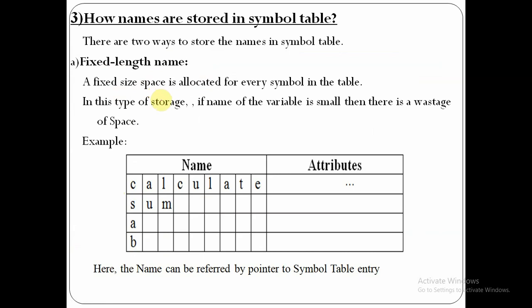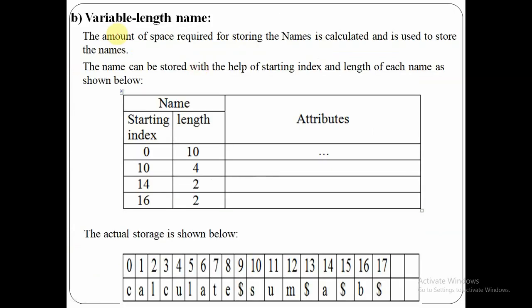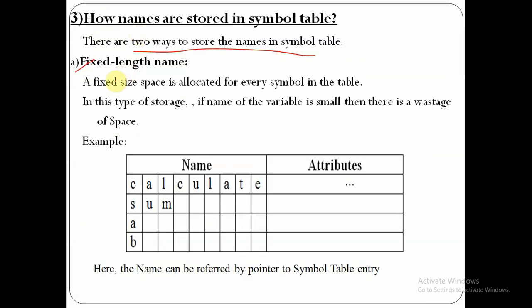Next, how names are stored in the symbol table. While discussing ordered symbol table and unordered symbol table, we have to discuss this point also. There are two ways to store names in the symbol table: fixed length name and variable length name. A fixed size space is allocated for every symbol in the table in this method. For example, I will take the variable names calculate, sum, A and B, suppose.